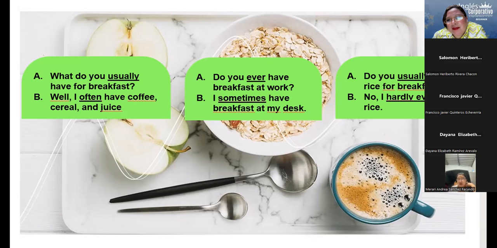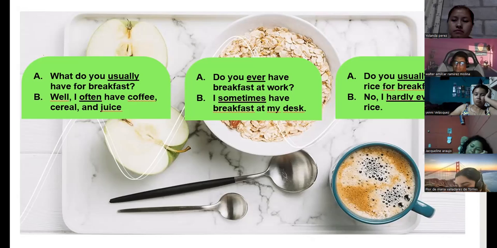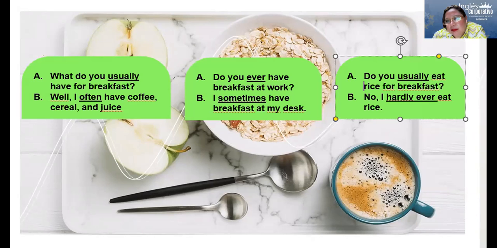Okay. Do you ever have breakfast at work? I sometimes have breakfast at my desk. Okay, thank you very much. Now, Merari, letter A, and Jenny, letter B. Do you usually eat rice for breakfast? No, I hardly ever eat rice. Okay, thank you very much.